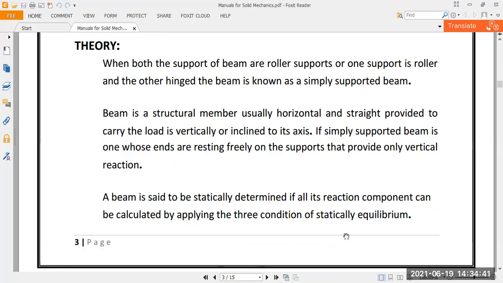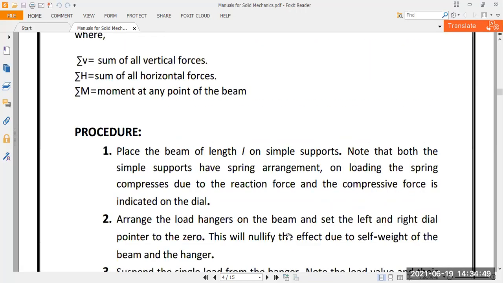A beam is said to be statically determinate when all these reaction components can be calculated by applying the three conditions of static equilibrium, that is, sum of V, the sum of all vertical forces, sum of H, the sum of all horizontal forces, and sum of M, the sum of moments about any point on the beam itself.